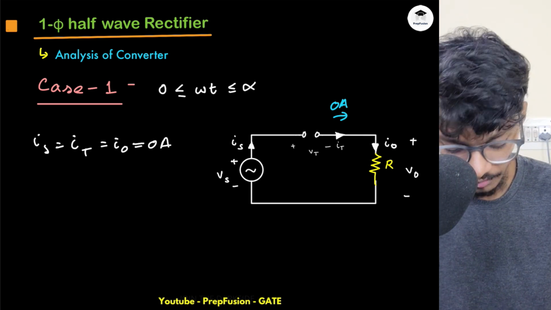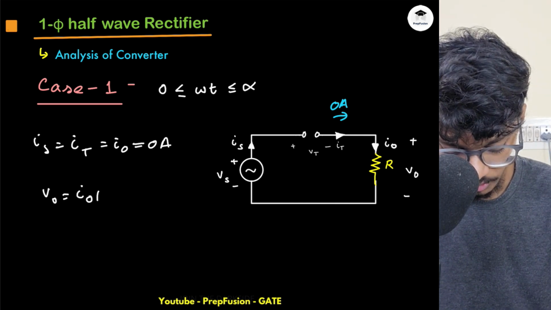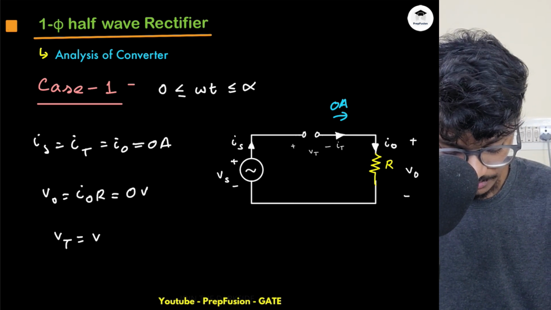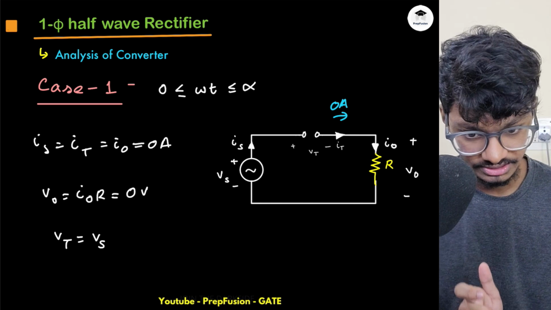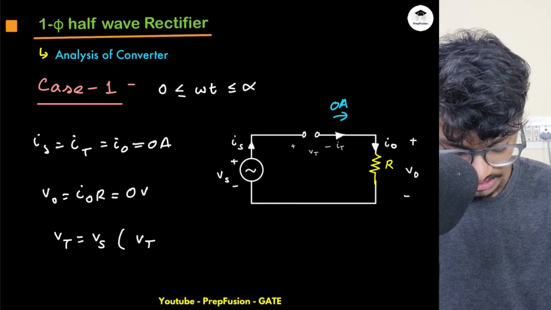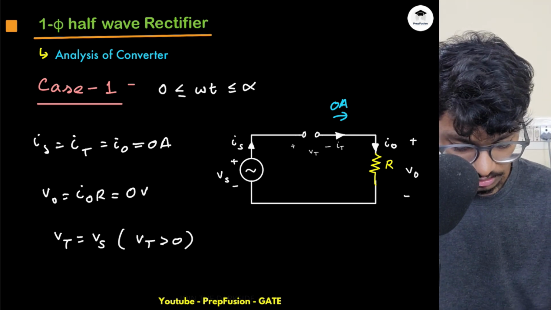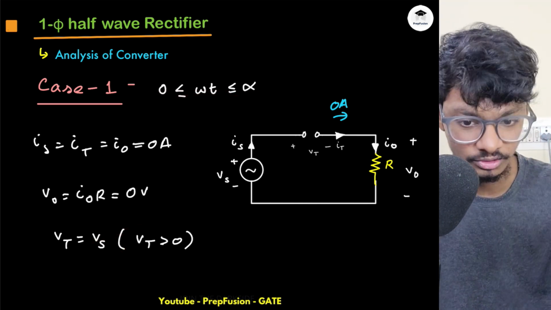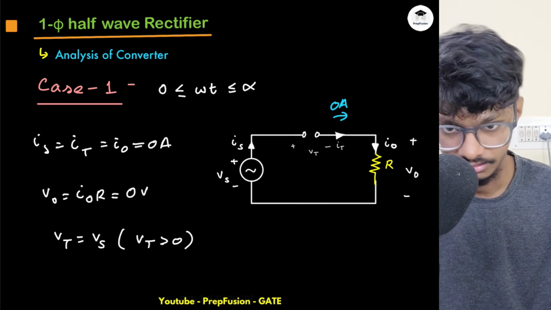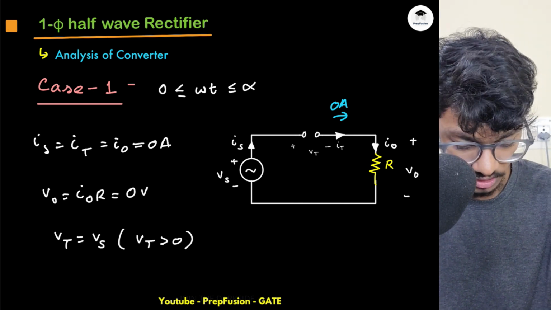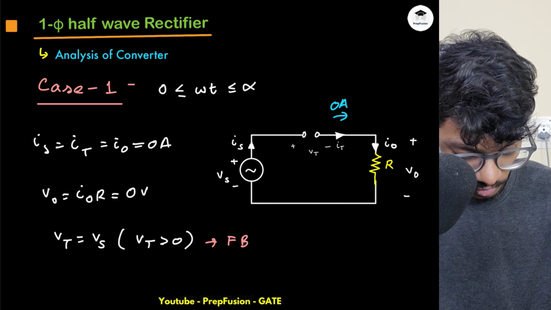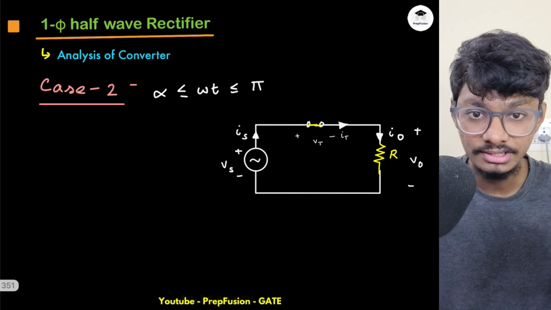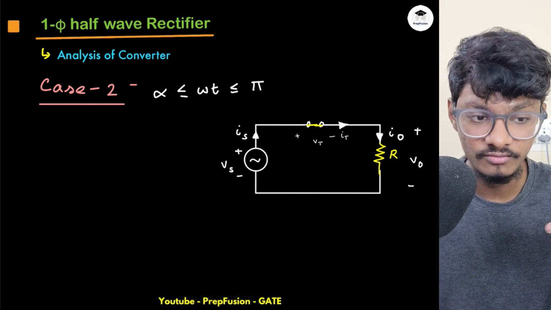So if my Io is 0, my Vo is simply Io into R, so it will also be 0 volts. But my Vt will be simply Vs, and what I see is my Vt is greater than 0, because in 0 to alpha, as alpha is lower than pi, Vs has to be positive. As Vs is positive, Vt will be positive, and hence I can conclude that it is in the forward blocking mode.